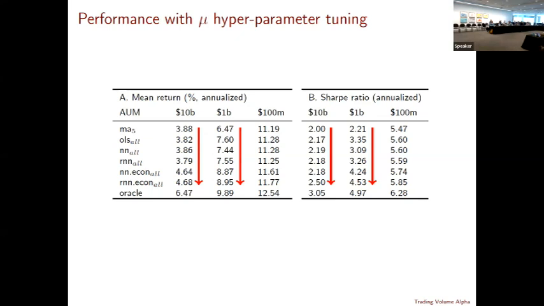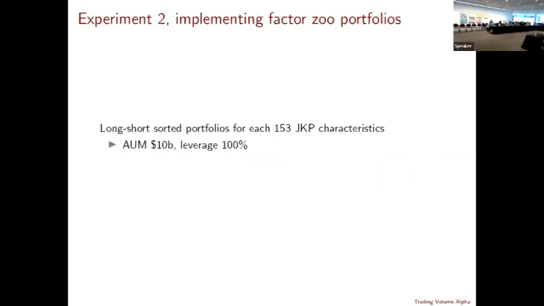So notice, even just using a moving average, an MA5 of volume, that 7 Sharpe ratio goes down to a 2, right? But you can get it up to about 2.5 using the recursive neural net with an econ objective. Oh, and I should mention Oracle. Oracle is if I cheat and say I know what volume will be tomorrow. Okay, that's the best I could do, right? So that would be a 3 Sharpe ratio for a $10 billion fund, or about 5 or 6 at 100 million.